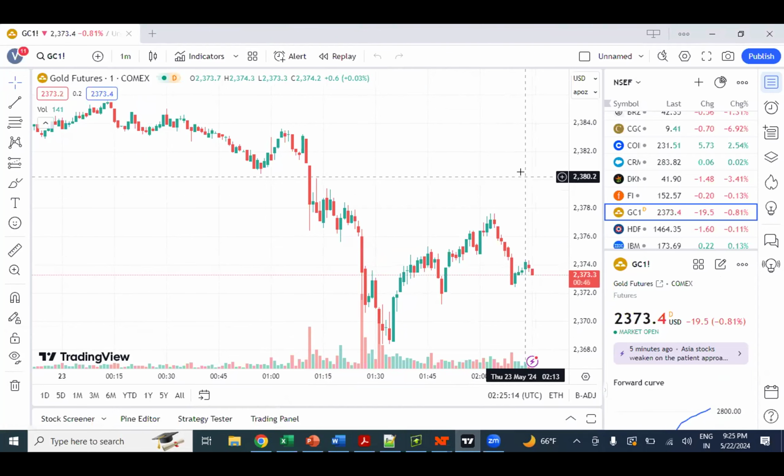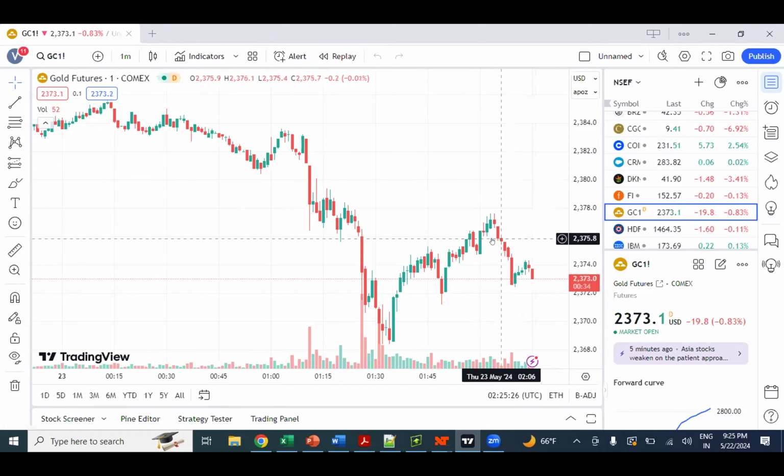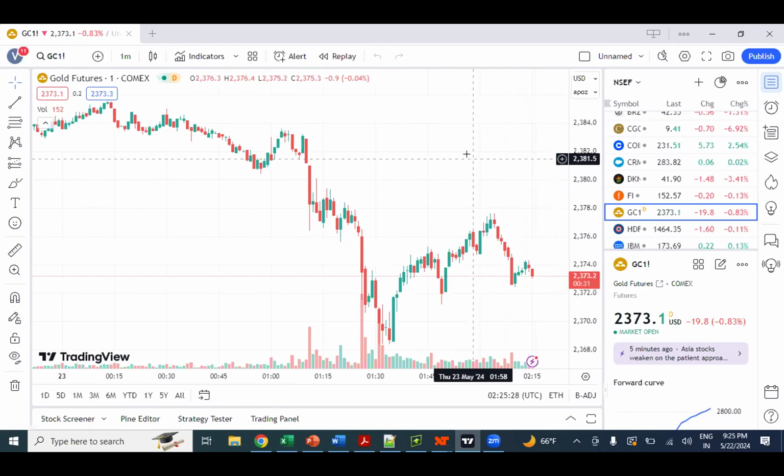Sorry, I missed the question. Confluence means? That's what I was telling, right? You see green background, green at the top. The cloud and the candle, and the top. Gold is again looking short.